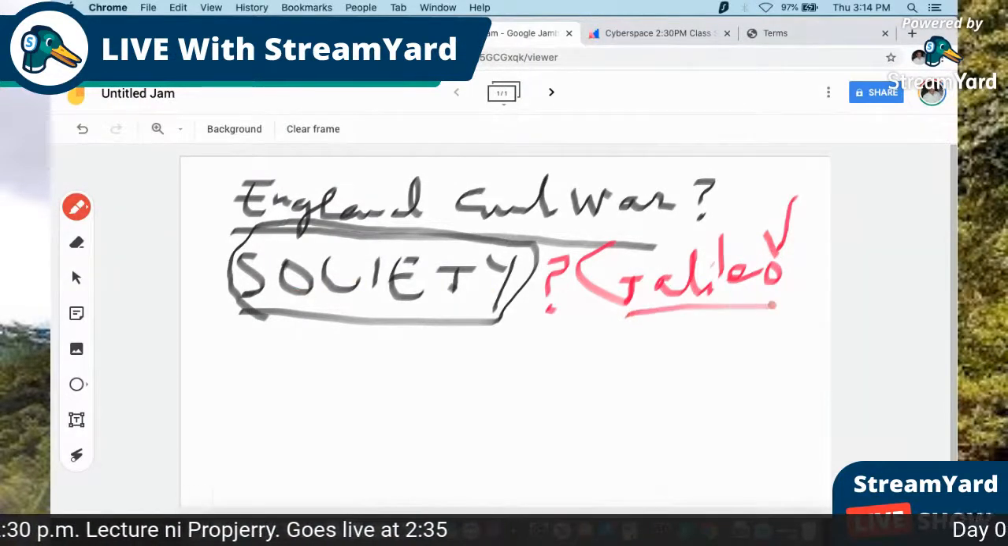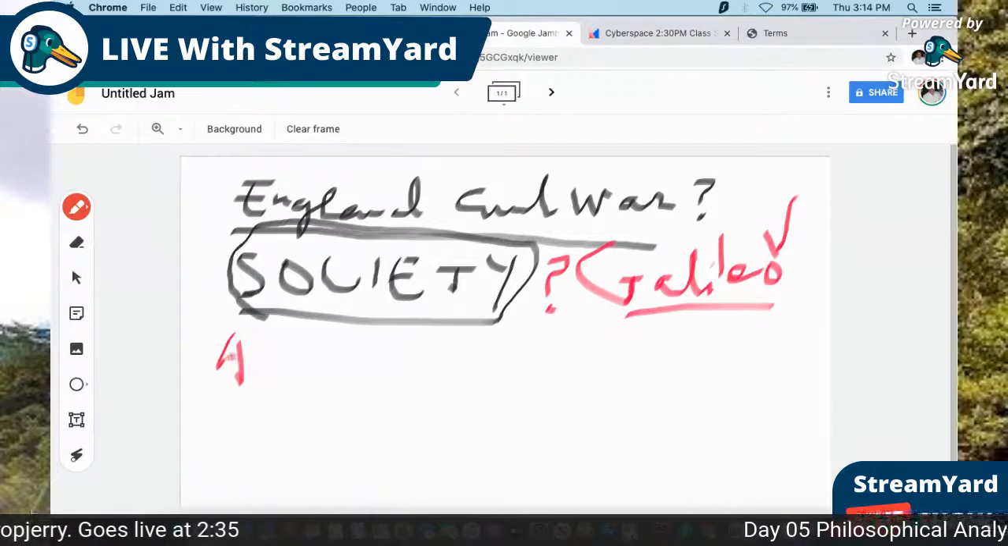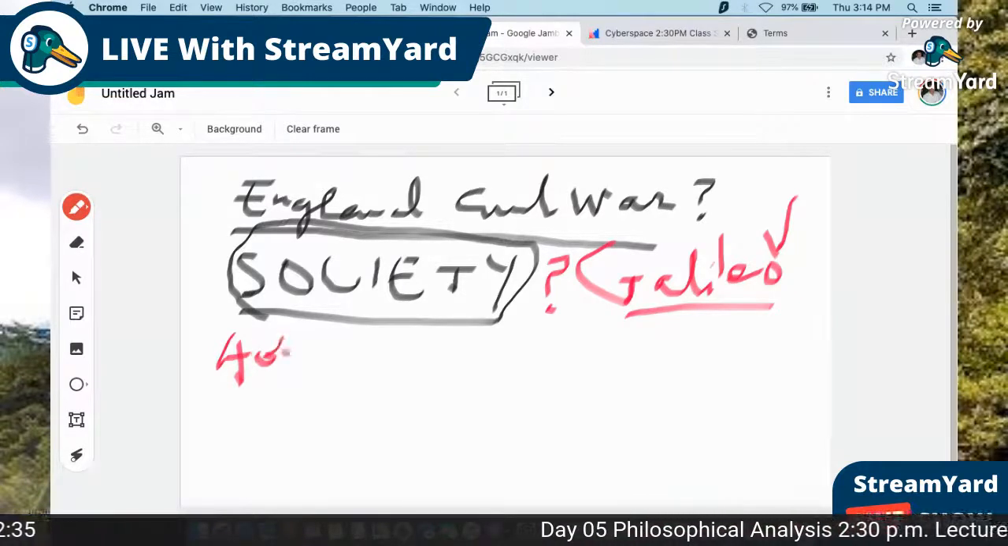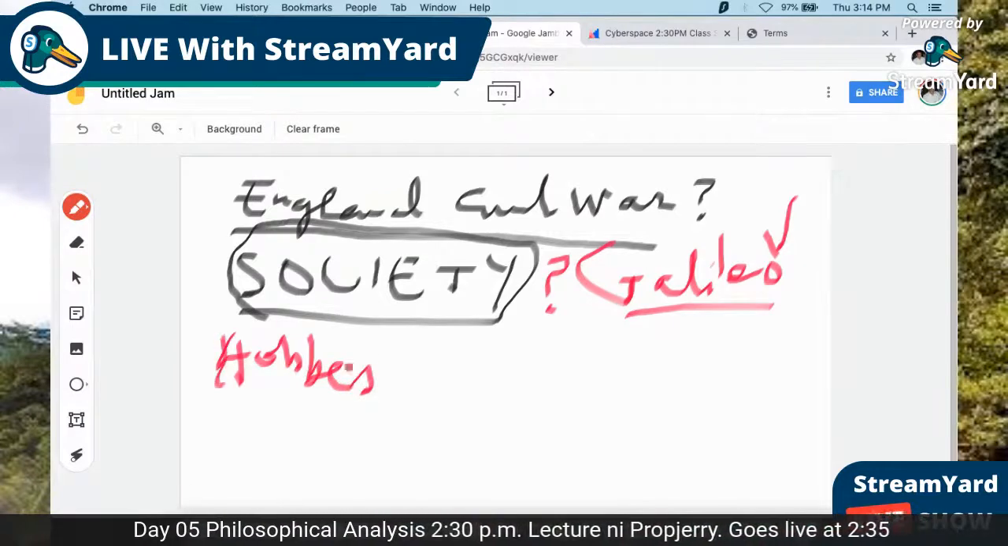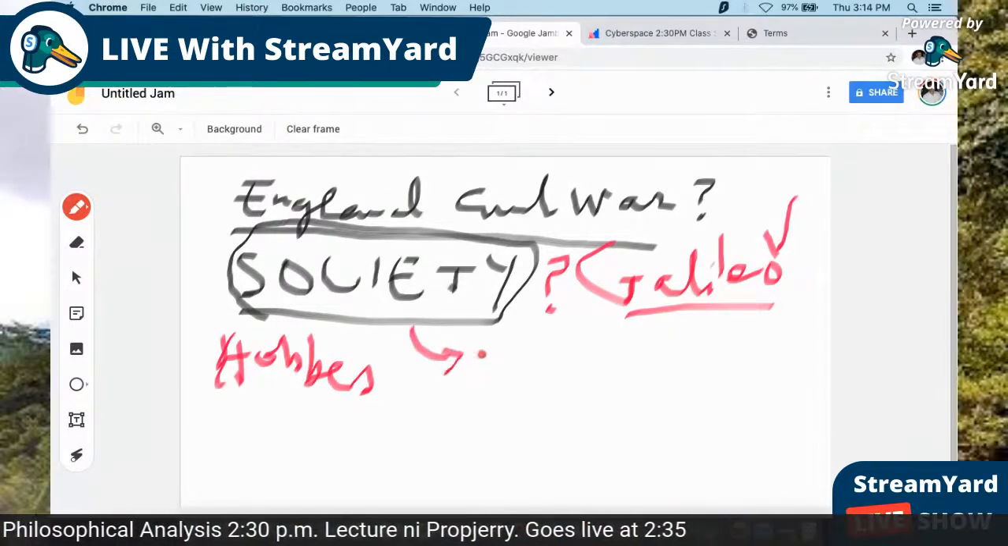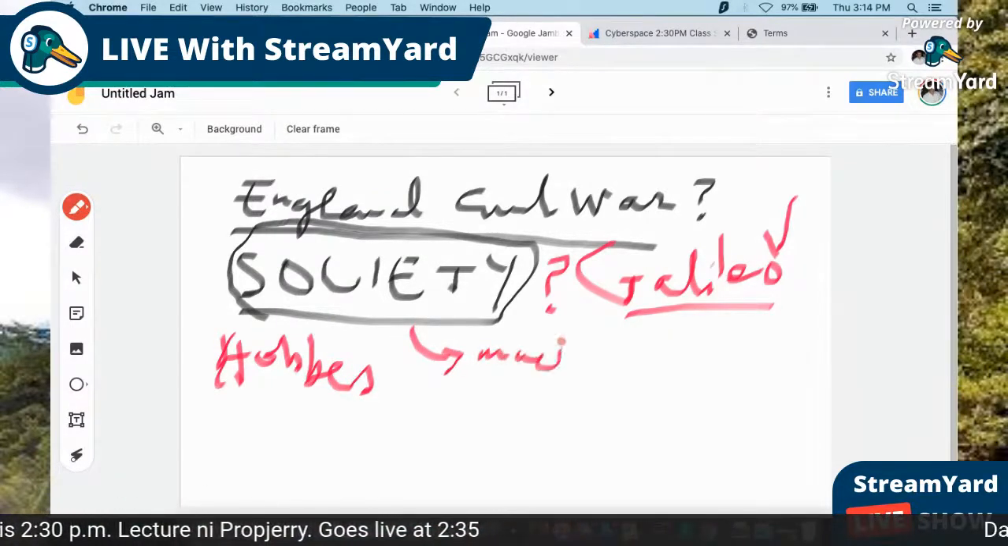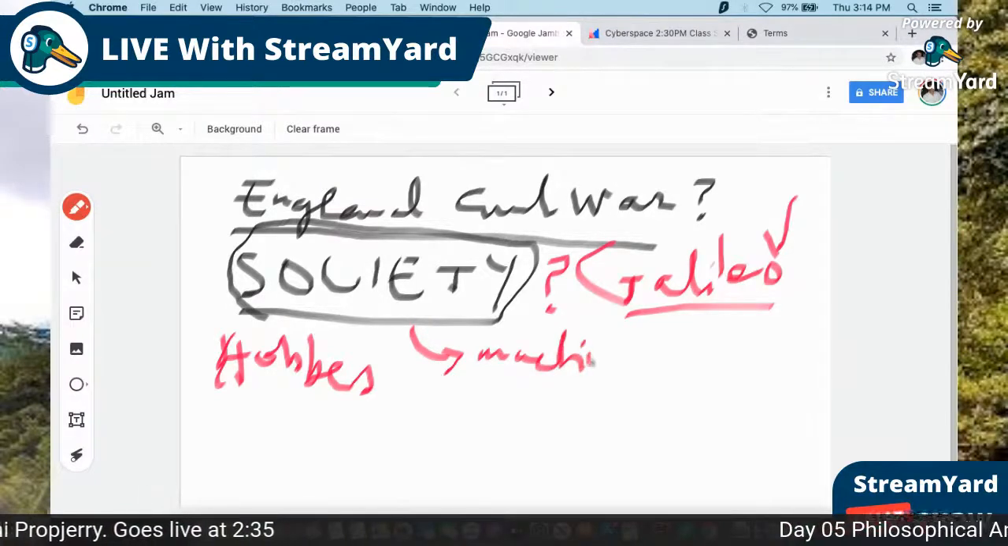And thanks to Galileo, here now is Thomas Hobbes. Hobbes says, if the universe is a machine, then you're actually saying society is a machine. So the question is, how do you know what a machine is?